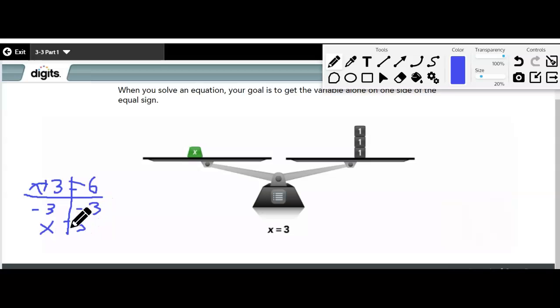So x equals 3. This is how I expect you to show your work. The reason why I expect it this way is it's how you'll be showing your work in junior high and high school. So continue to use this way. We call that a T-chart.